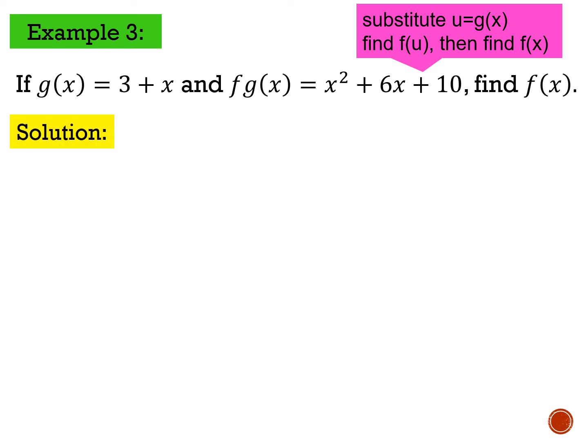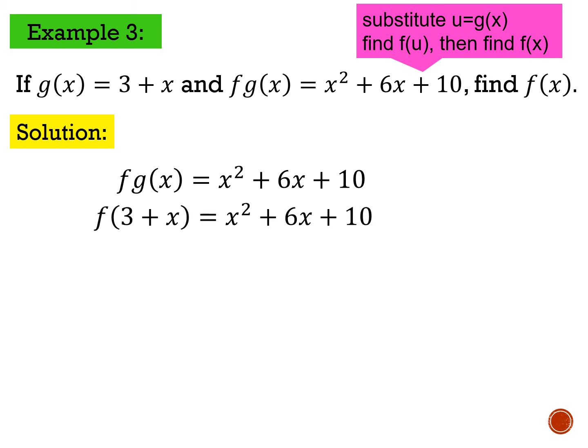Since f(g(x)) equals x squared plus cx plus 10 given in the equation, and g(x) equals 3 plus x, then f(3 plus x) equals x squared plus cx plus 10. Now we want to substitute u equals g(x). So let's say u equals 3 plus x. Then make x the subject and we get x equals u minus 3.